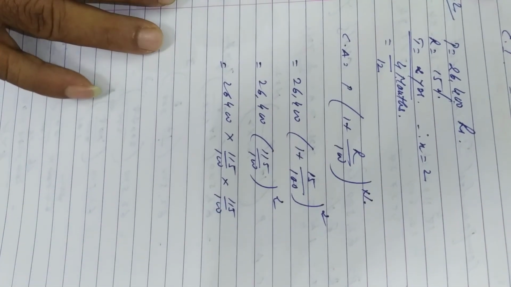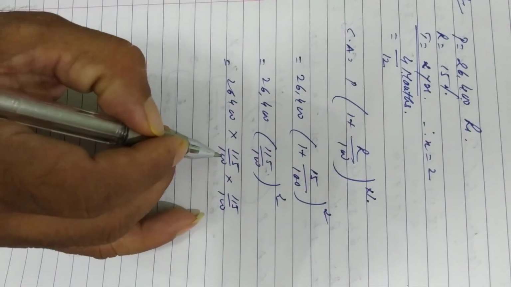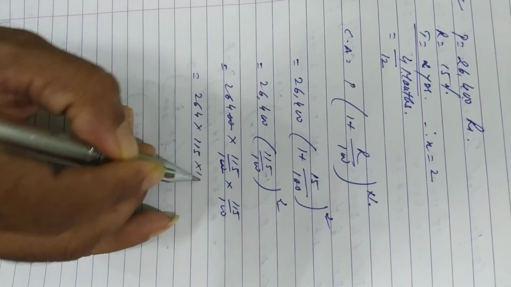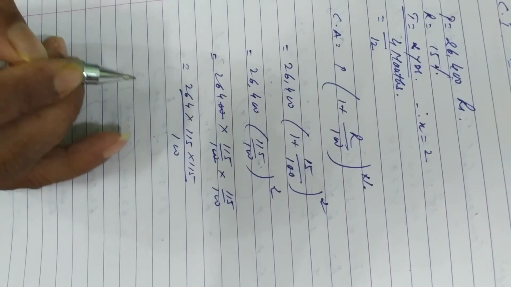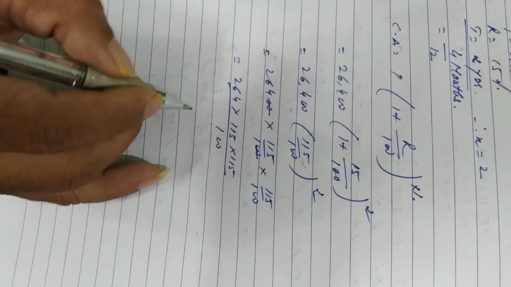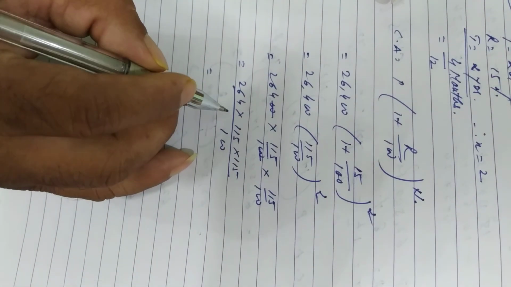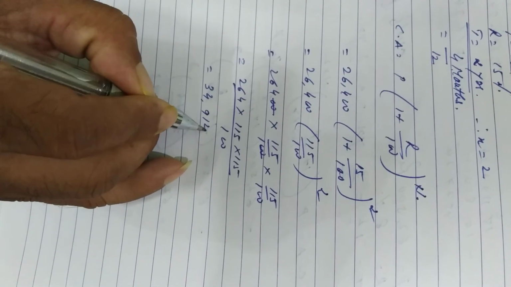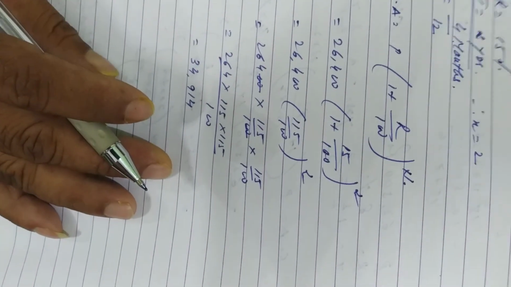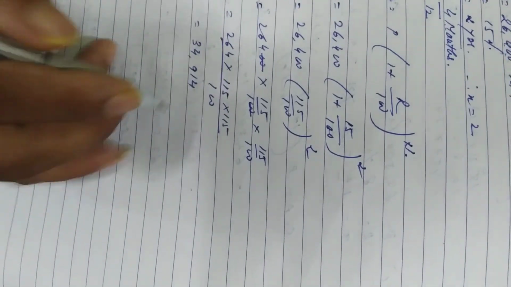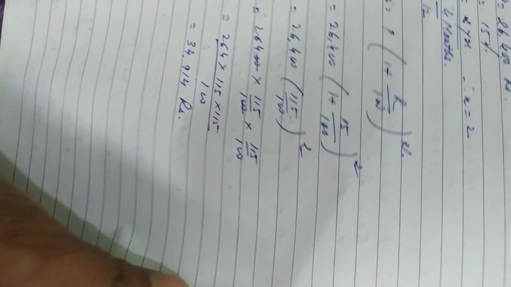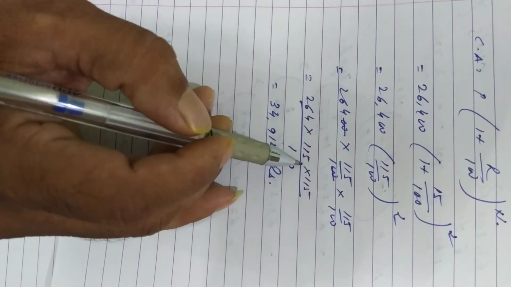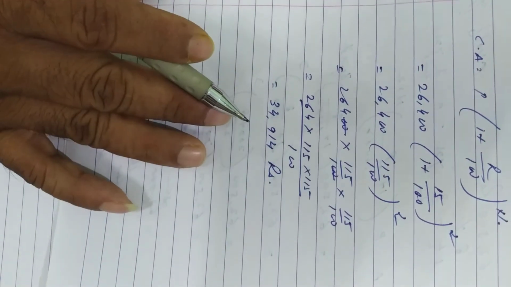115 upon 100 is repeated how many times? 2 times. Right? So 0, 0 are cut. So what remains? 264 multiply 115 multiply 115 upon 100. Right? Is equal to what we get? 34,914. What we get? 34,914 rupees. Got it? See here, I have done the multiplication directly, but you have to do it yourself. Got it?